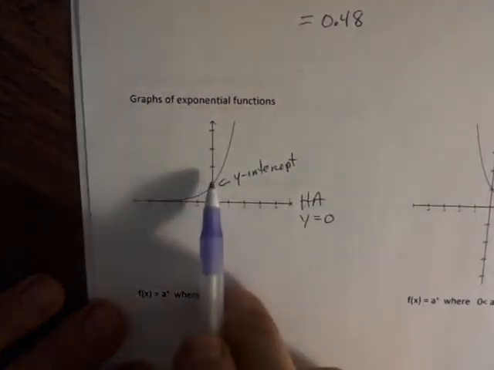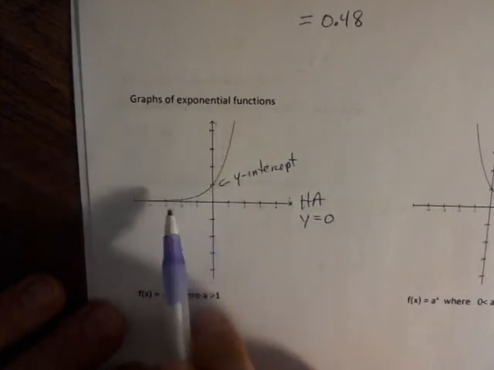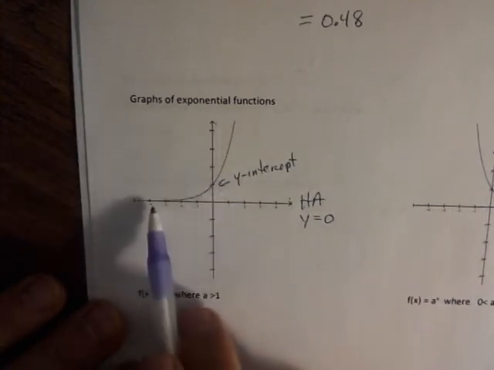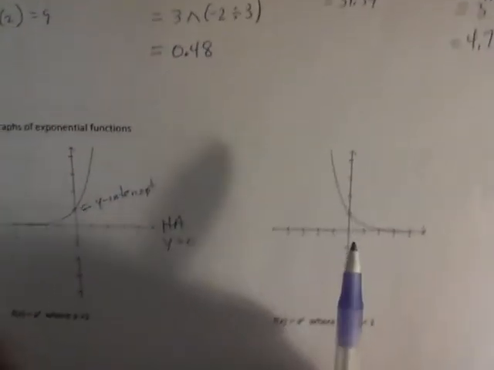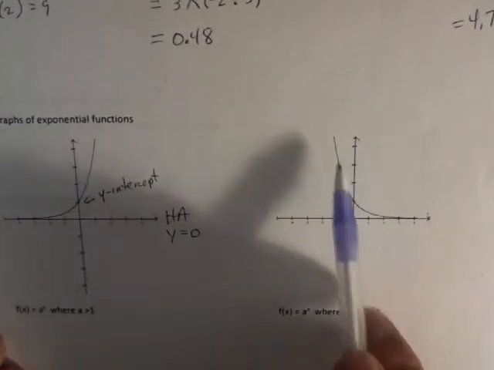And you always have a y-intercept with an exponential function. Sometimes you will have an x-intercept, but not always. In this one, we do not have one. Now, we look at a different graph here.